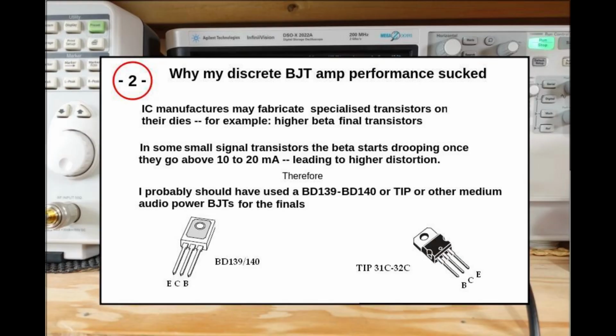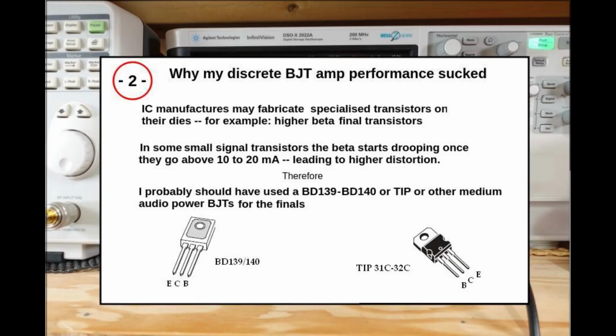Further, using TO-92 small signal transistors as audio power finals is probably foolish. These transistors were designed for small signal work. Certainly you can use them as power amps, but it is possible that some small signal transistors, when you start putting the collector current above 10-20 milliamps, their beta starts to drop or droop. Likely, for the finals, I probably should have employed medium audio power transistors, such as the BD139-140, or a TIP transistor such as the 31C, 32C.